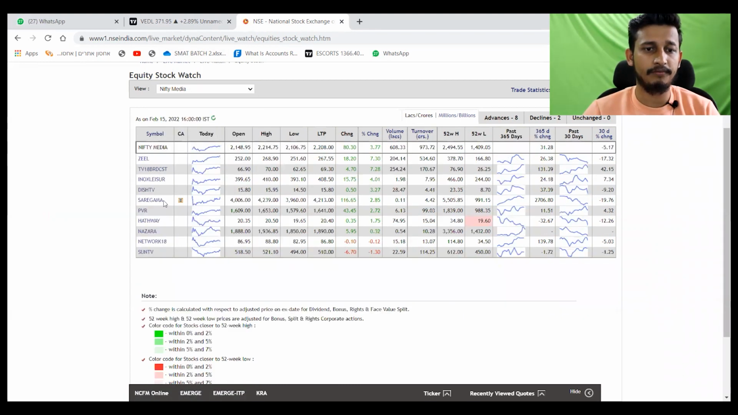Nifty Media, you can go for. Let's say Zeal, you can go for it. It's a good stock, good for intraday. Sun TV, you can go for it. This is the way you have to choose the stocks and keep them for the intraday purpose.